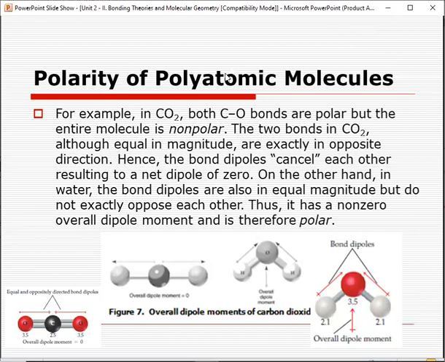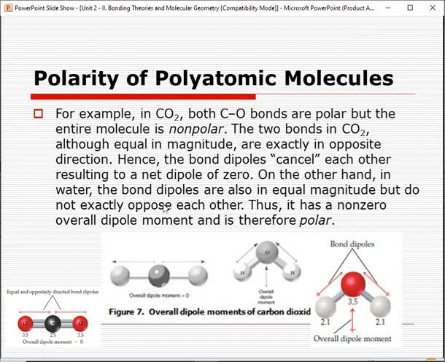For example, in carbon dioxide, both C=O bonds are polar, but the entire molecule is nonpolar. The two bond dipoles in carbon dioxide or CO2, although equal in magnitude, are exactly in opposite direction. So makita ninyo, this is the carbon and this is the oxygen. Though polar ang C and O nga bond, ilahang dipole moment is opposite. So the bond dipoles cancel each other, resulting to a net dipole of 0.